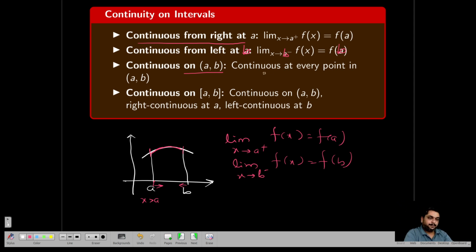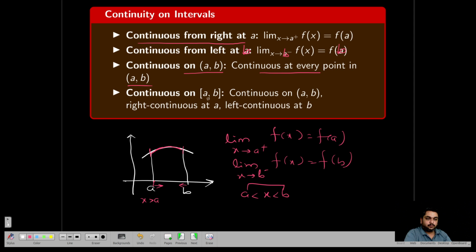Open interval a comma b. Continuous at every point in a comma b. The open interval a comma b means what? A less than x less than b. That's what they are saying. So on every point for x in this a to b, it's an open interval, so we will exclude a and b.